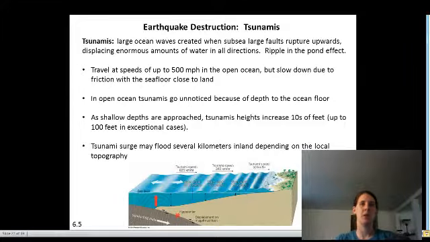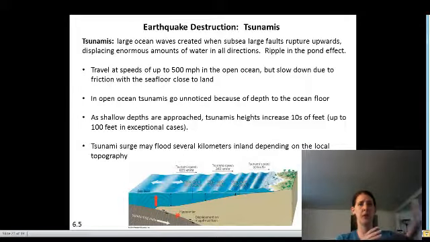Okay, we mentioned tsunamis, so now let's discuss the impact of these. These are large ocean waves that occur when a large subsea fault ruptures upward. So this is where it moves vertically upward, displacing enormous amounts of water in all directions. This creates a ripple effect. Tsunamis can travel at up to 500 miles an hour in the open ocean. They slow down as they get closer to land because of the friction with the sand at the base. But in open oceans, they actually go unnoticed because of the depth of the ocean floor.